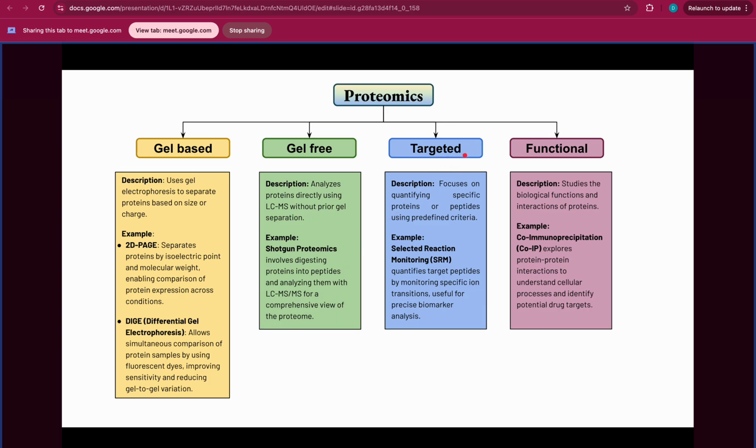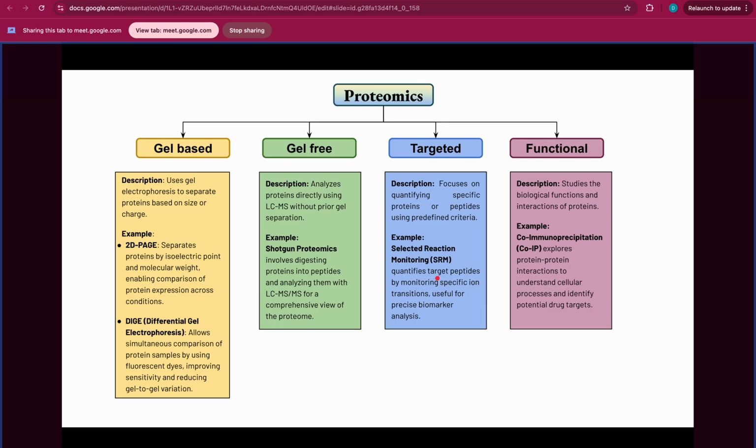Then comes targeted proteomics. As the name suggests, targeted, that means something is targeted. So in this case we deal with the specific protein sequences of our choice. The set is already defined. We do not go for the entire protein sample. We select certain proteins, and for those specific proteins we perform the analysis. That is known as targeted proteomics. And the example is selected reaction monitoring, which is SRM.